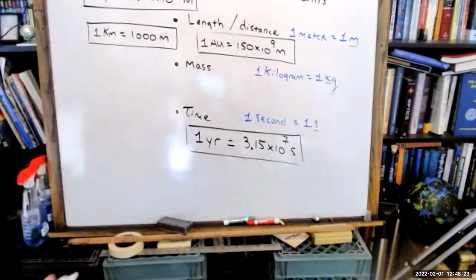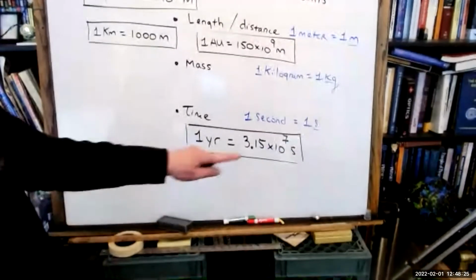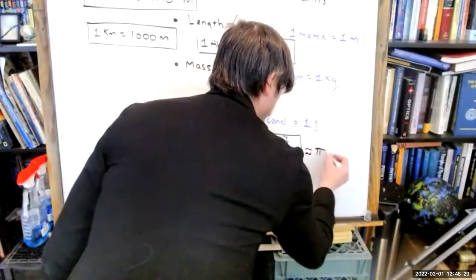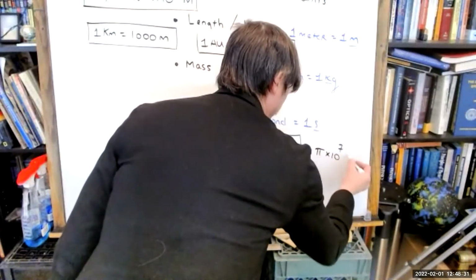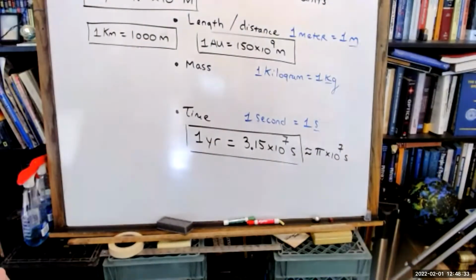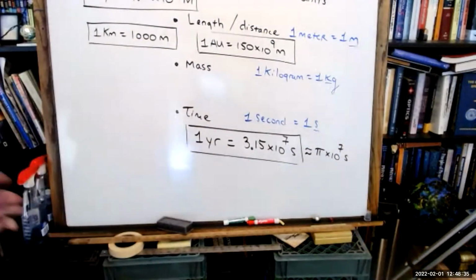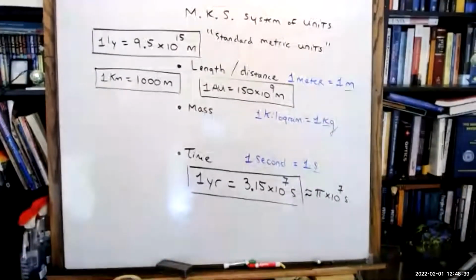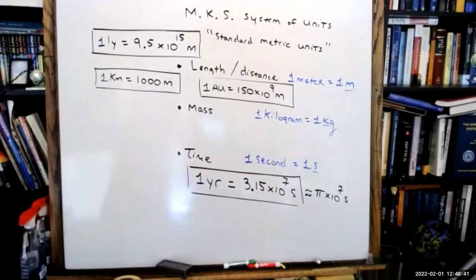Astronomers like to remember it with a little nickname. They think of a year as being approximately pi times 10 to the 7 seconds. That's kind of the joke. These will all be helpful to you throughout our lectures, and I thought that might be a nice thing to do.